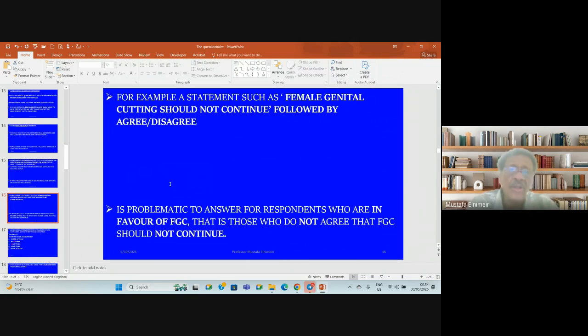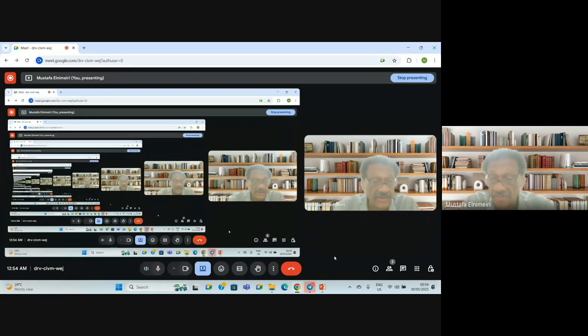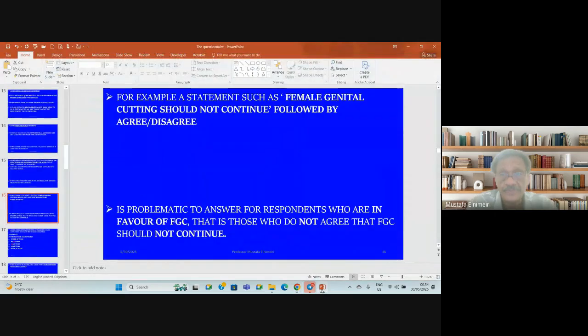For example, a statement such as, female genital cutting should not continue, followed by agree or disagree. This question format will be problematic to answer for respondents who are in favor of female genital cutting, that is, those who do not agree that female genital cutting should not continue. So we have to avoid such negative statements in the questionnaire so as to avoid causing confusion for the respondents.